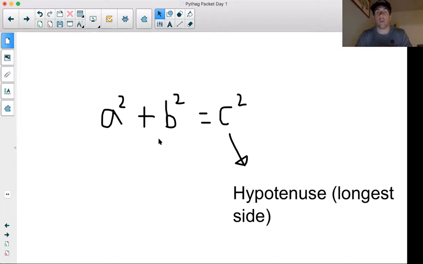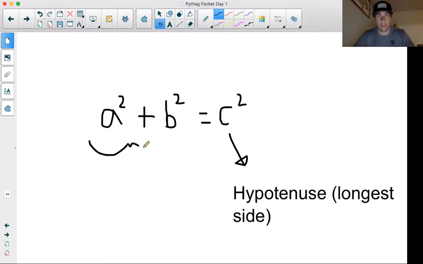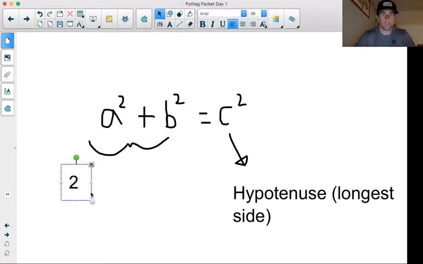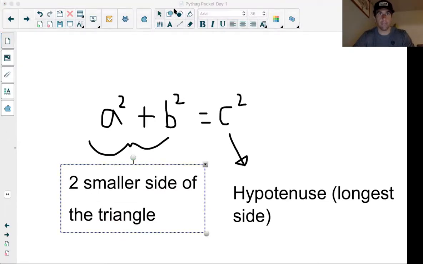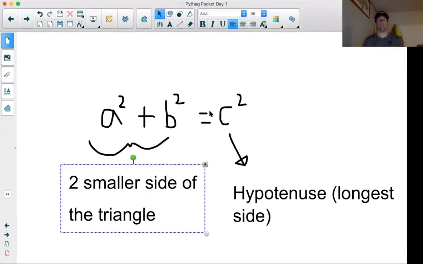This is what we're going to work with over the next week or so. So you guys memorize this formula. A and B, I'll write here for you guys. A and B are the two smaller sides of the triangle.